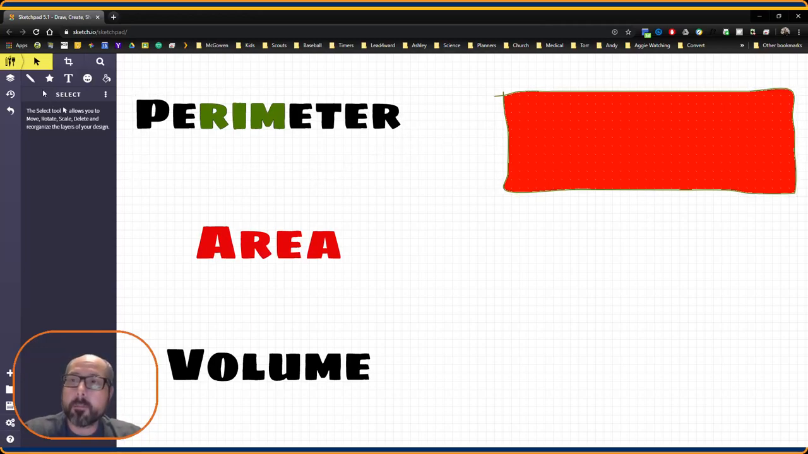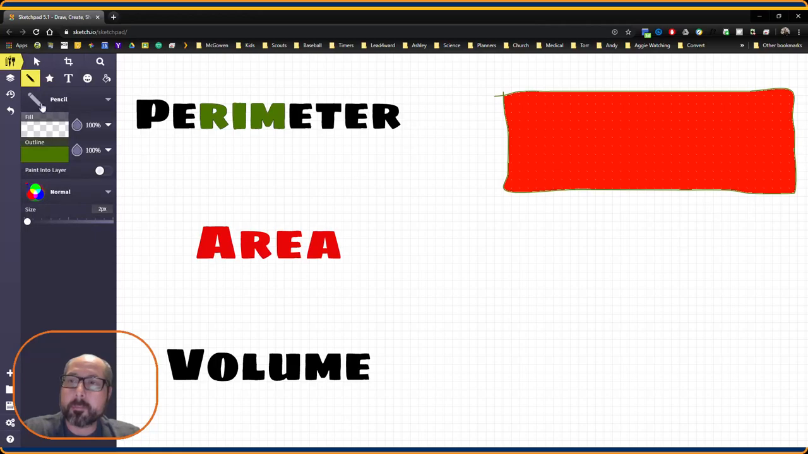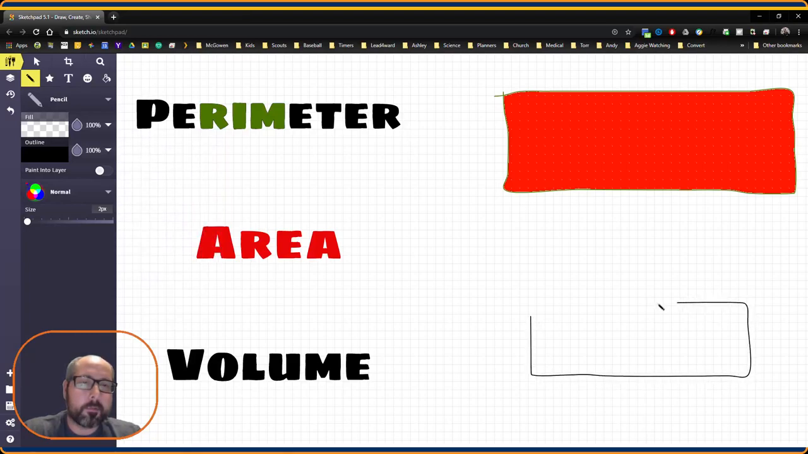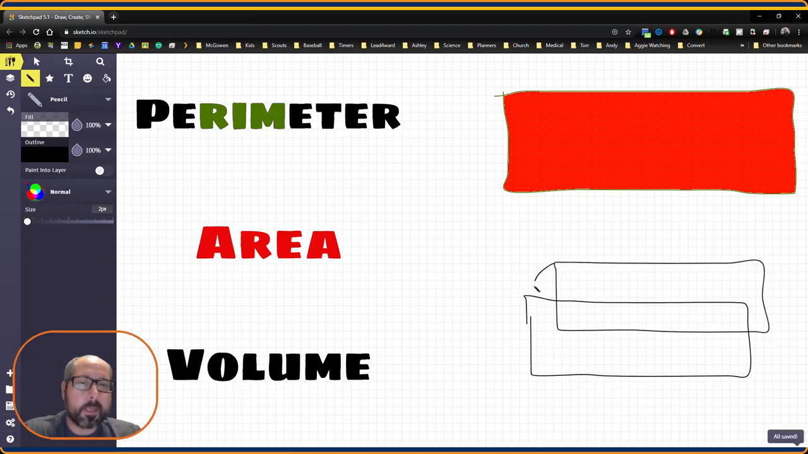To show volume, we're going to have to draw another diagram here. So we'll start with our rectangle, and then we're going to need to draw another rectangle and use that to make a three-dimensional figure. Volume is now talking about how much something can hold, or how much is truly inside a container. In this case, we're talking about this rectangular prism here.